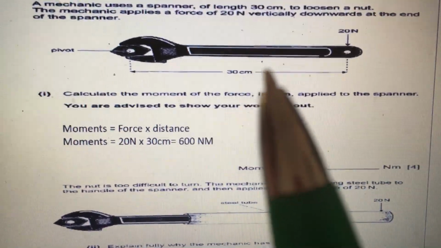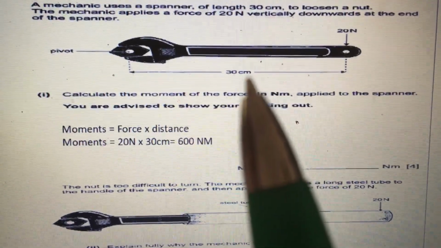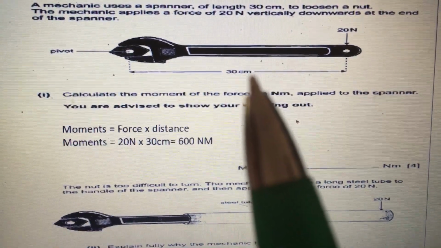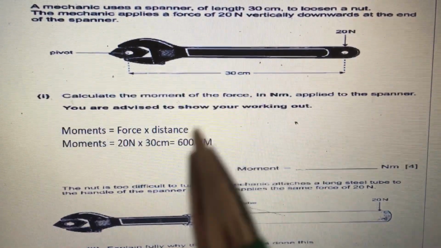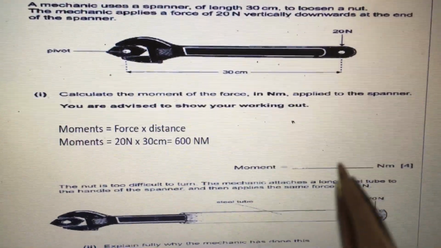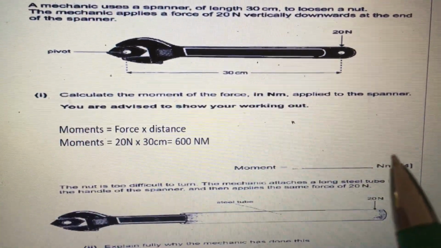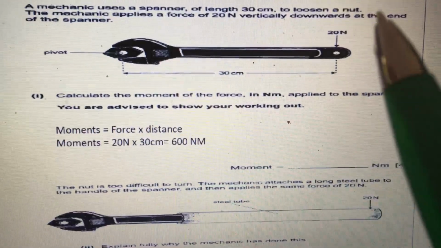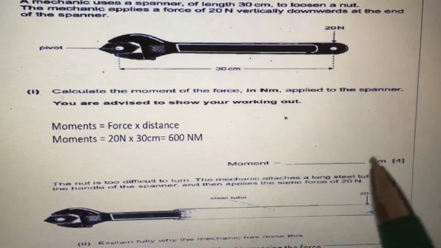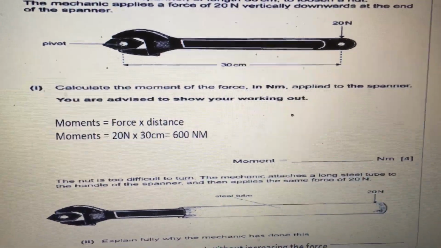So to reiterate that, convert 30 centimetres into meters, that should be 0.3 meters, and your answer will be 6 Newton meters. So always look at the units and make sure all your working out is consistent with the units that you have to use.